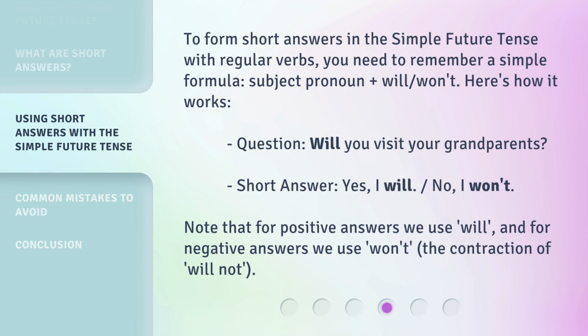To form short answers in the simple future tense with regular verbs, you need to remember a simple formula. Subject pronoun plus will, won't. Here's how it works. Question: will you visit your grandparents? Short answer: yes, I will. No, I won't. Note that for positive answers we use will, and for negative answers we use won't, the contraction of will not.